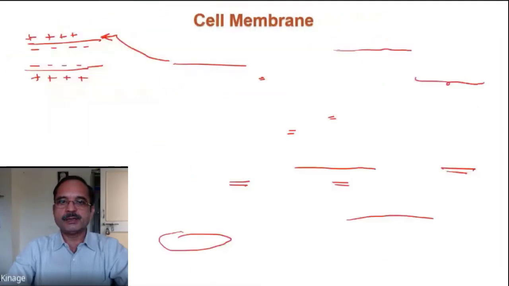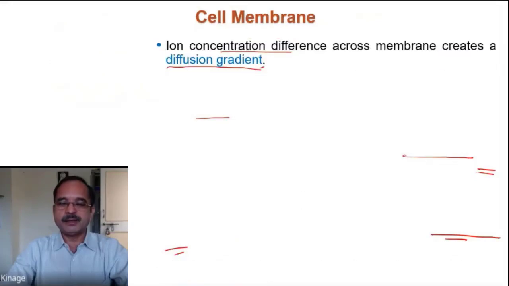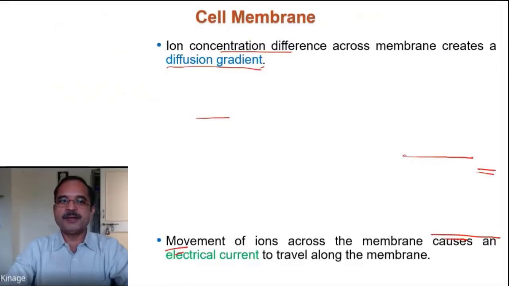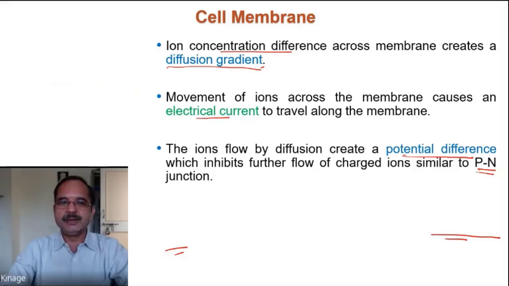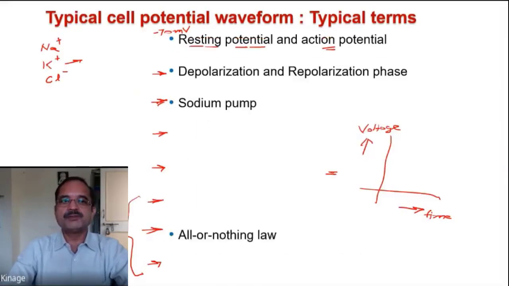The cell membrane has some semi-permeable characteristics, and because of that, the exchange of sodium and potassium ions takes place, and the action potential is developed. So that is what we have seen.